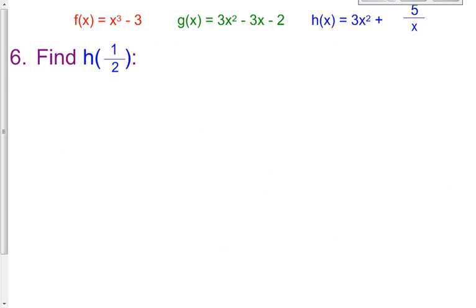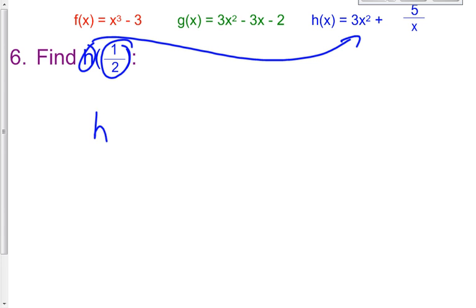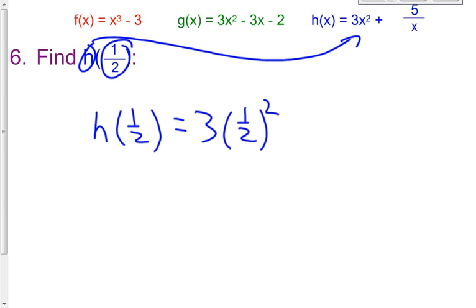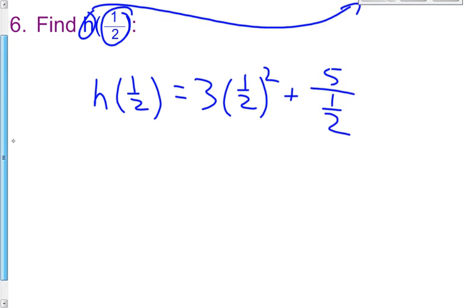H of a half. So this h tells us that we're going to go into this h function, and this 1/2 tells us that we're going to put it in for every x that we see. So h of a half is going to equal 3 times a half squared plus 5 divided by a half. And now all we do is we simplify.